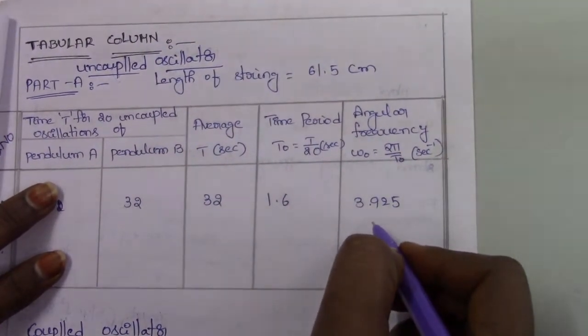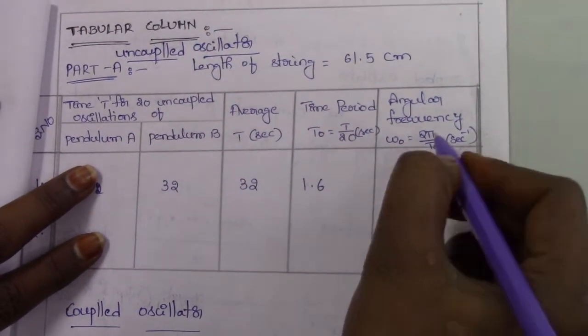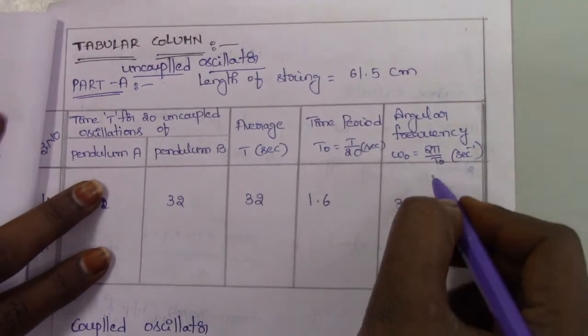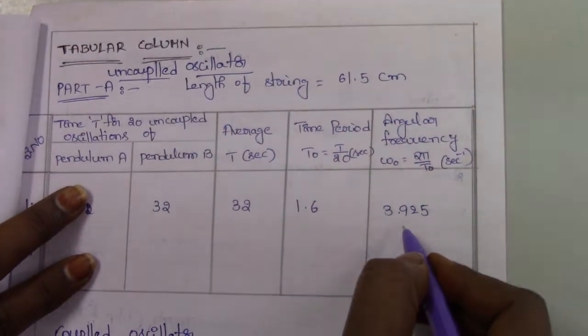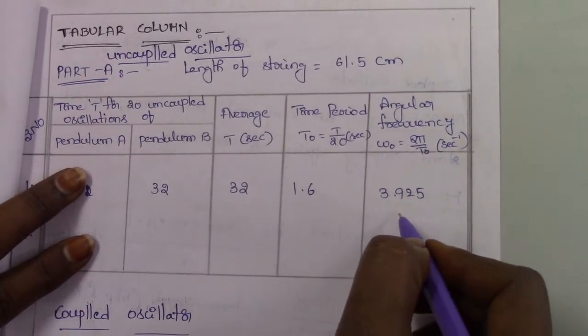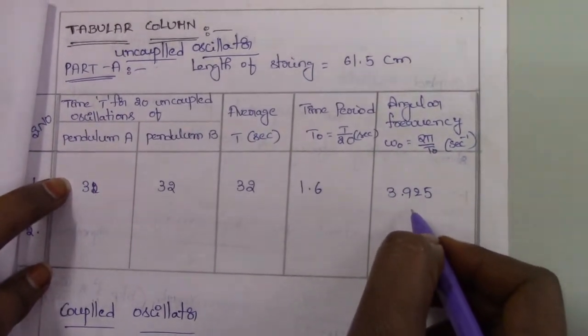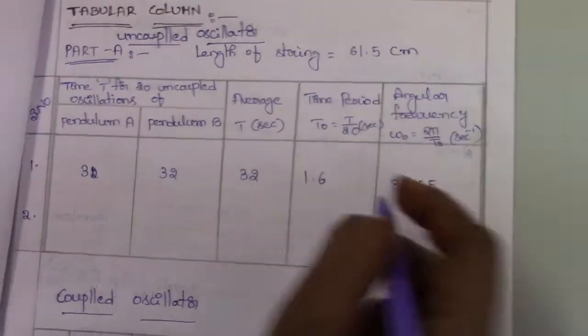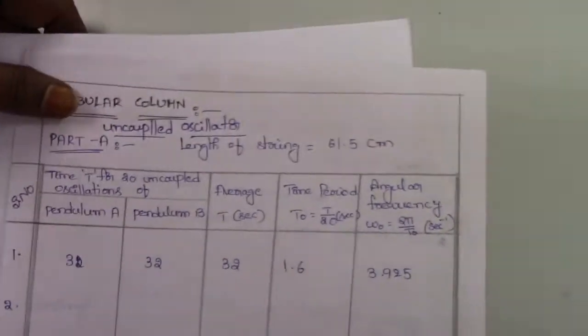Then I have calculated my angular frequency omega naught: 2 into 3.14 divided by 1.6. I got the angular frequency equal to 3.925. This is the angular frequency for the uncoupled oscillator. Now we are going to do the same procedure for the coupled oscillator.